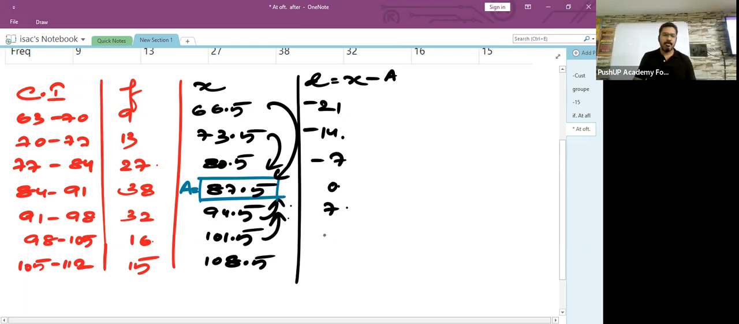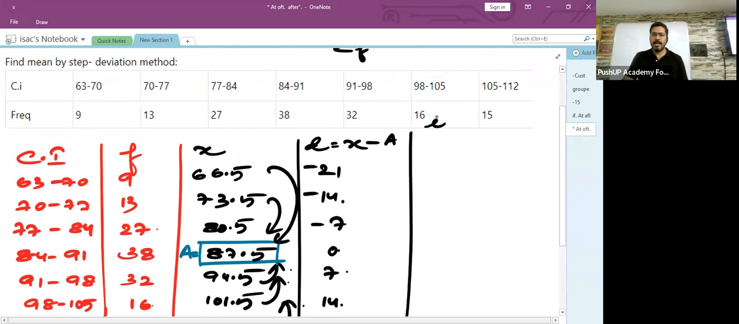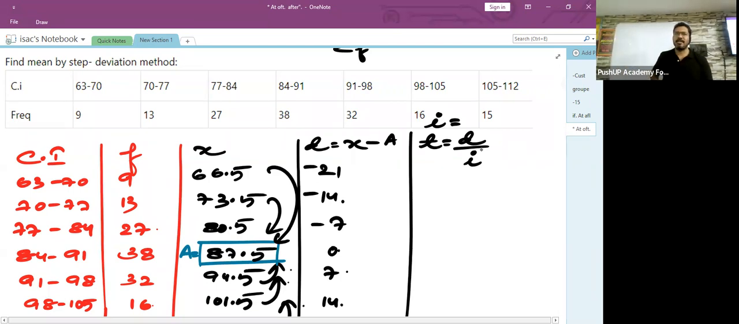Then here, how much, children? 14. And then how much? 21. All right. Now we have to get the value of i. Once you get the value of i, you can find the value of t. What is the biggest positive integer which will divide all the values of d? I think it is positive 7, because minus 21, minus 14, minus 7, 0, 7, 14, 21. All the values given to you in the column of d are divisible by 7.